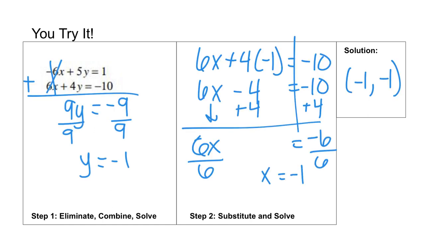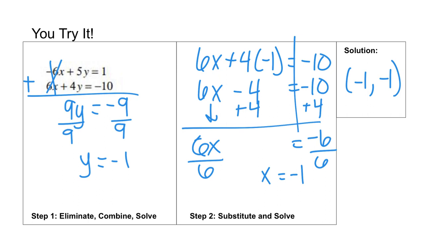Okay, so take a look at this. For the first one, I got negative 1, negative 1. And if you're looking at how I did that, I noticed that the 6x and the negative 6x were the same, so I added to cancel those. I'm sorry, I said same, but I meant opposite. Because when they're opposites, we add.